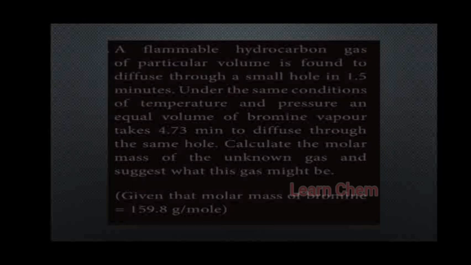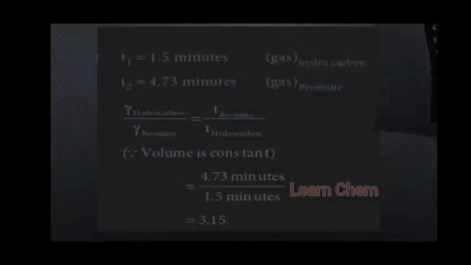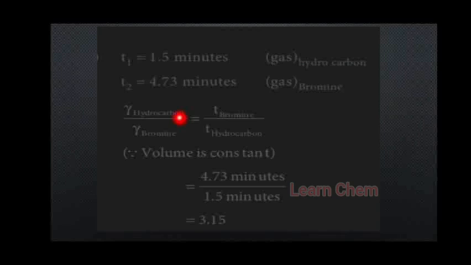So simple, we just have to apply these values in the equation. So we know the ratio of rates of diffusion is equal to the inverse ratio of the times taken. The time taken for the unknown hydrocarbon gas is 1.5 minutes, and for bromine at the same conditions of temperature and pressure is 4.73 minutes. So substitute these values, the time ratio 4.73 divided by 1.5. So the answer is 3.15. We know this 3.15 is the diffusion ratio.